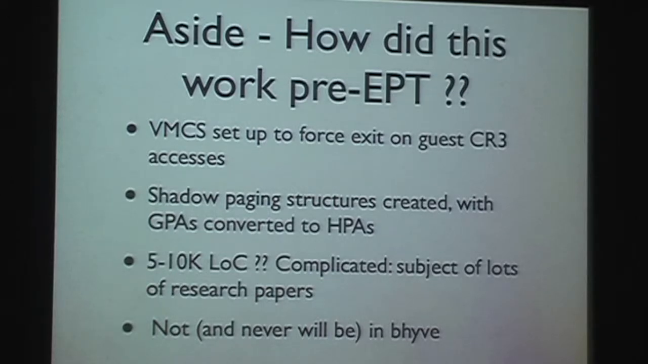All this kind of shadowing and trapping and emulation was maybe 5,000 to 10,000 lines of code. There's lots of papers that talk about how much better their version is than the last one. This was way too much for us to bite off when we started on Beehive, and also it's now an artifact of history. Nobody really has these processors anymore.